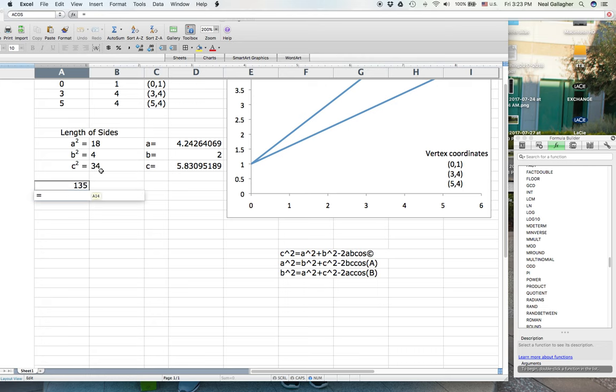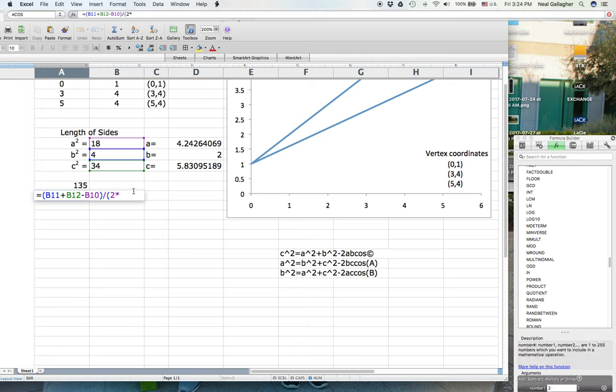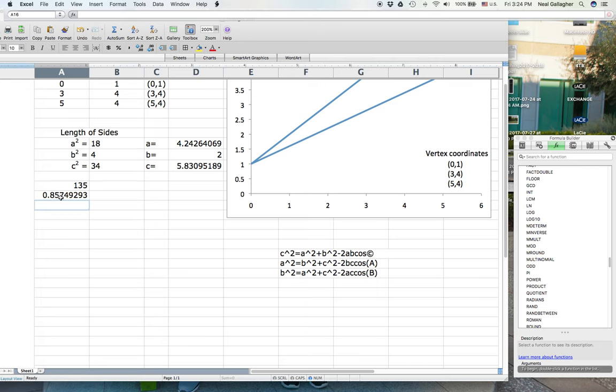So this is equal to B squared plus C squared minus A squared. I'm going to put parentheses around that, divided by 2 times BC, which is B times C. Hit return. Okay, now this is the cosine of A.